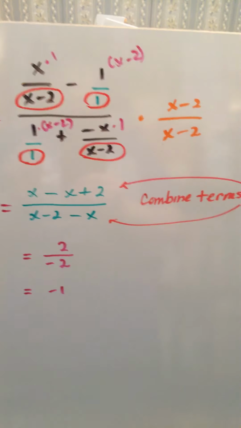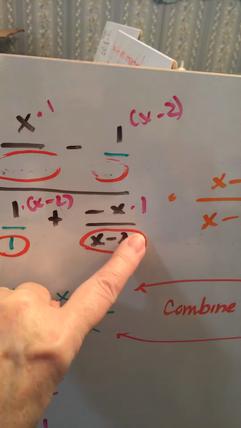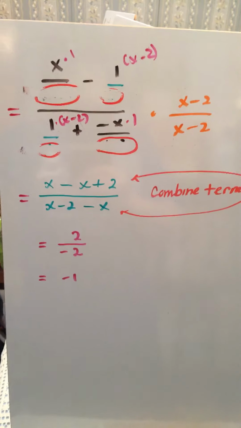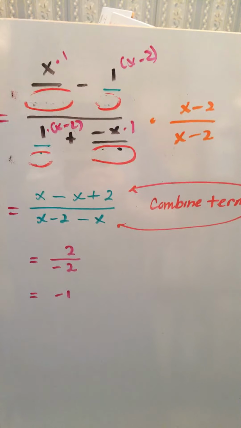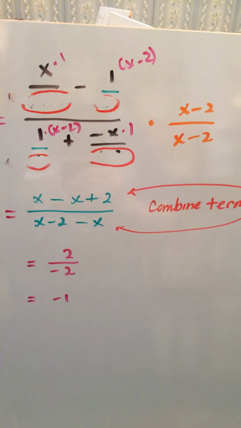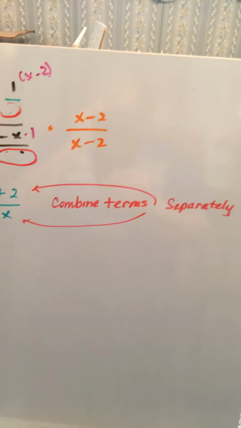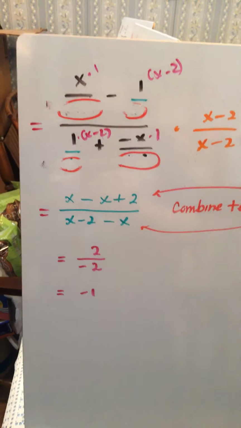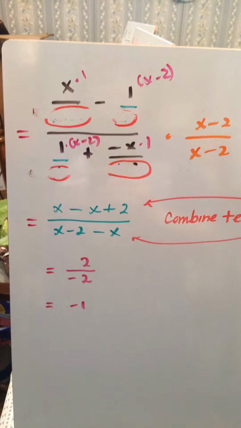When I come in, again, we ignore everything circled because what's missing takes care of the reducing part as we go. So I distribute and get x minus x plus 2 for the top and x minus 2 minus x for the bottom. Don't try to cancel yet. You have to combine terms. And when I combine terms, lo and behold, it's 2 over negative 2 and a cute little negative 1.